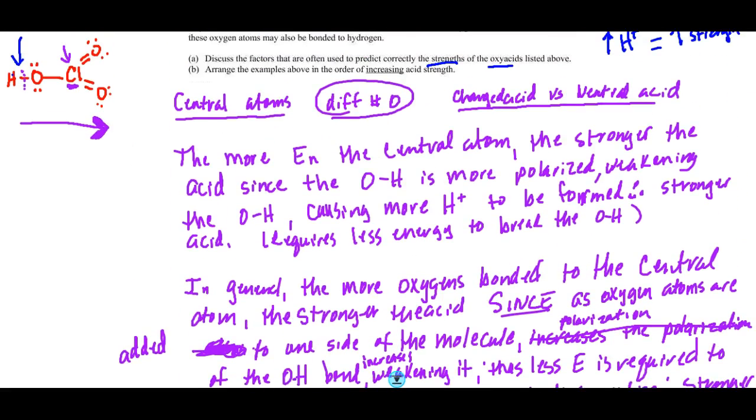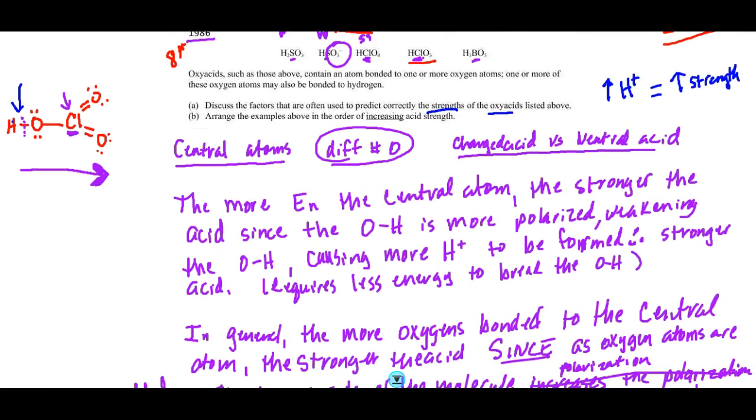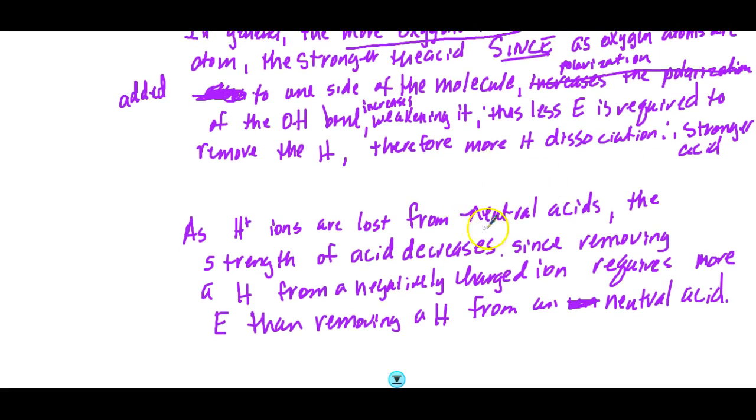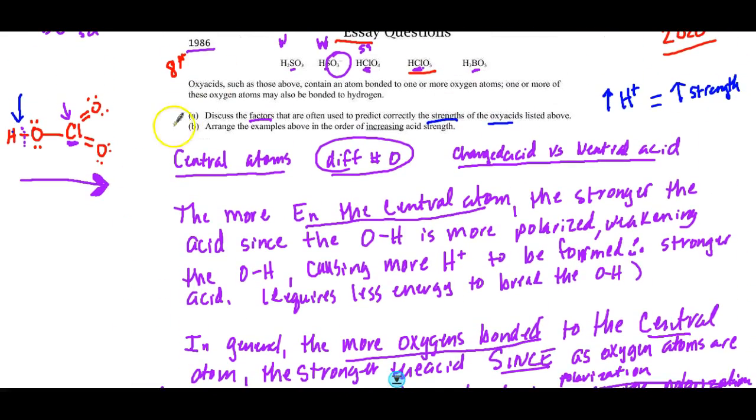Okay, you notice how we talked about energy, energy, energy. So this bond is going to be broken. That's energy input. The more energy you have to put into it, the less it's going to happen. So, all right. We've talked about, it says discuss the factors. So what factors? The electronegativity of the central atom, the more oxygens that are bonded to the central atom, and neutral versus charged atoms, or ions, acids. Okay.